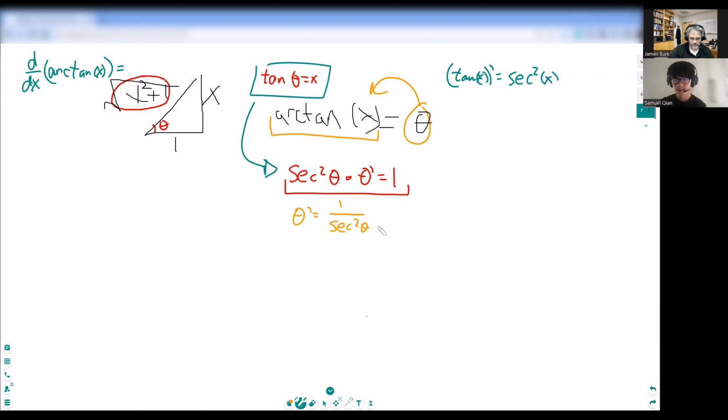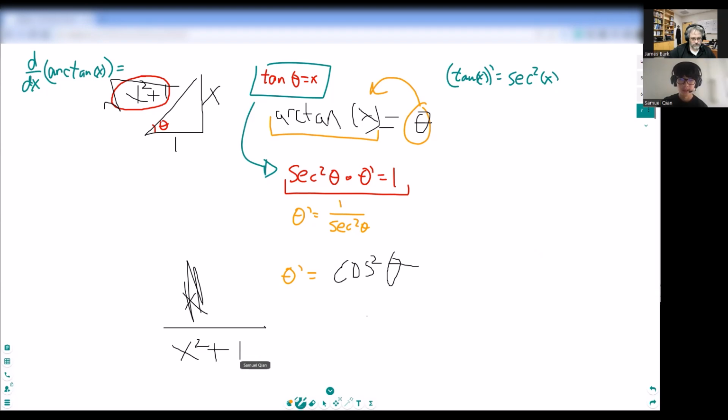What do I do next? It just becomes secant theta again, right? What's 1 over secant? No, I mean, sorry, cosine squared theta again. And then you just do it from here. It becomes, wait, just 1. Wait, what am I doing? 1 over x squared plus 1.